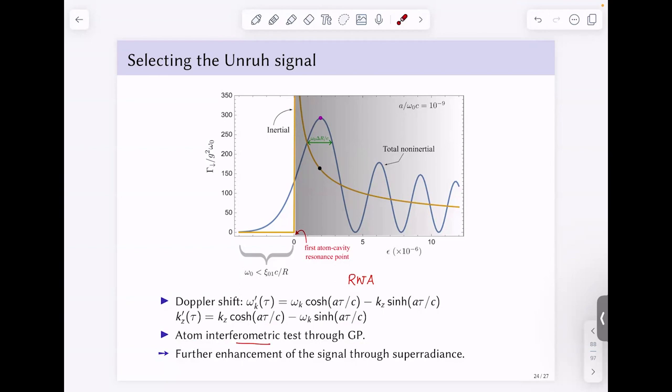It may be slightly non-zero. And then I suppose that would make your curly E smaller. So the finite time effects might make it a bit harder to detect this Unruh effect.